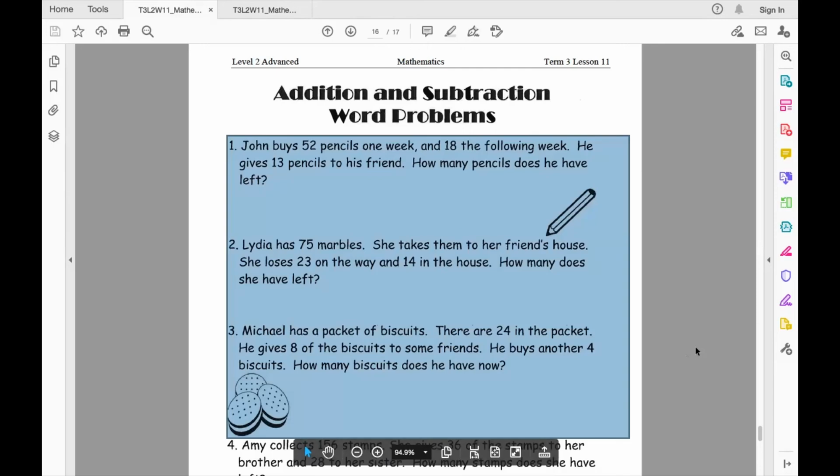So let's start with number 1. John buys 52 pencils one week and 18 the following week. He gives 13 pencils to his friend. How many pencils does he have left? Please pause the video and have a try.